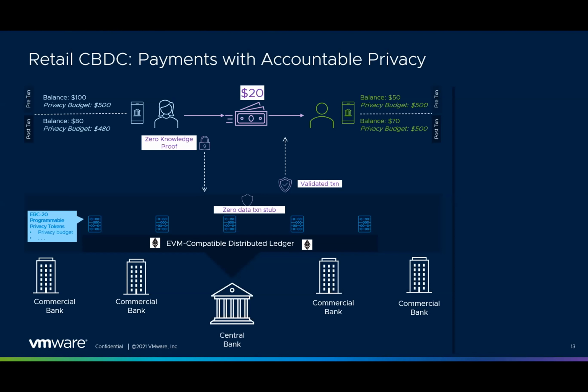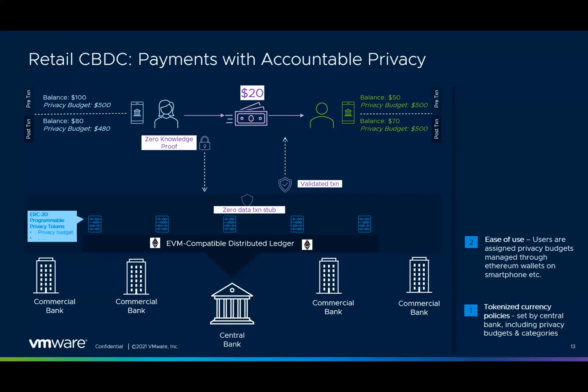So let's look at the workflow, how this will look. The central bank sets the tokenized currency policies, including privacy budgets and categories. Next, once these tokenized currency policies are set, the system is super easy to use. Users are assigned their privacy budgets, which are managed through Ethereum wallets on the smartphone. With the case of a credit card as an example, you need a smartphone and you have a card. None of those is needed. It's super simple to use. It's all through an Ethereum wallet.